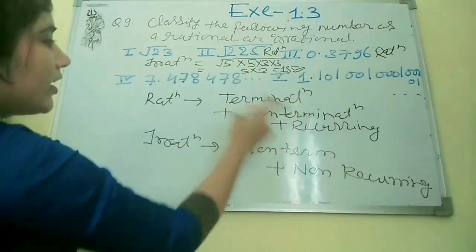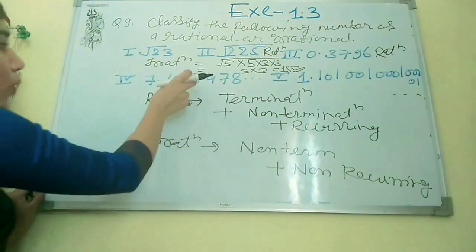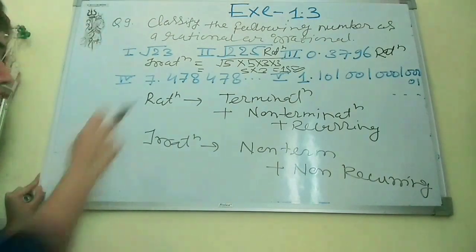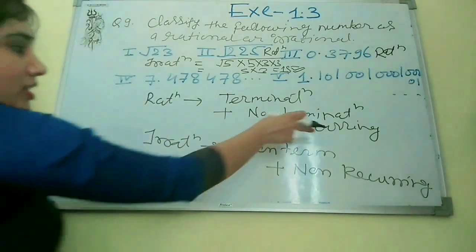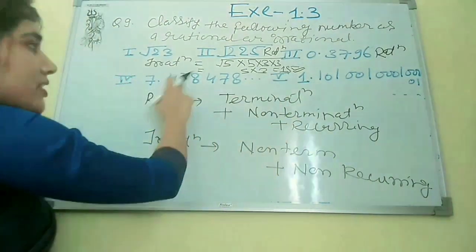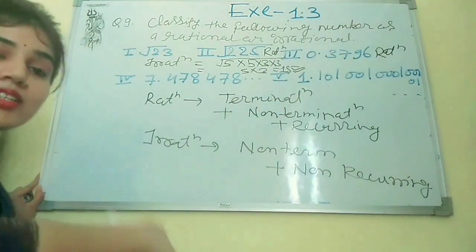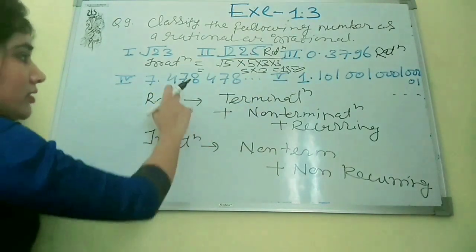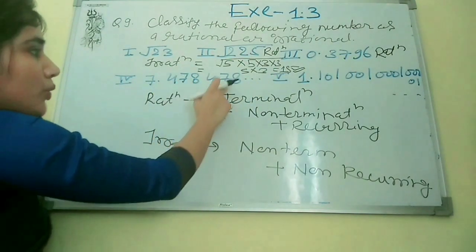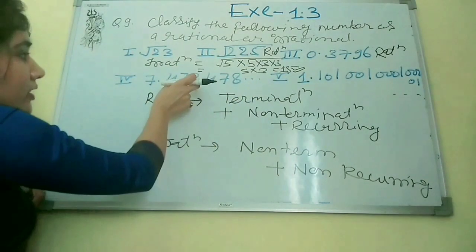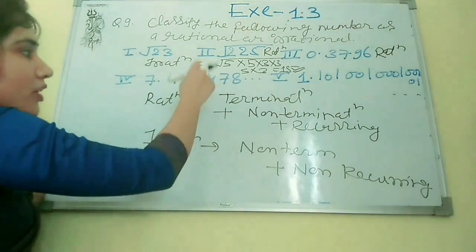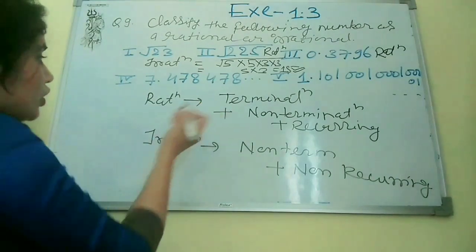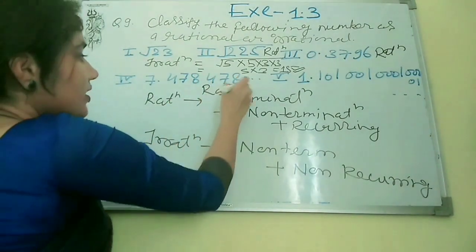7.478, 478, 478. The 478 is in a repeating manner infinite times. So which context will it come in? In this form, non-terminating, because the digits are not going to terminate. It is in a repeating manner, and recurring. It is following a pattern 1, 2, 3, 1, 2, 3. These digits are going to repeat again and again up to infinite time. So it is also a rational number.